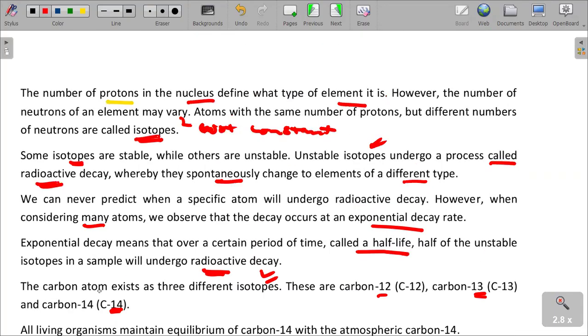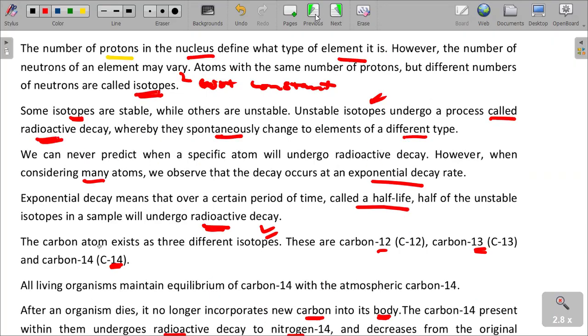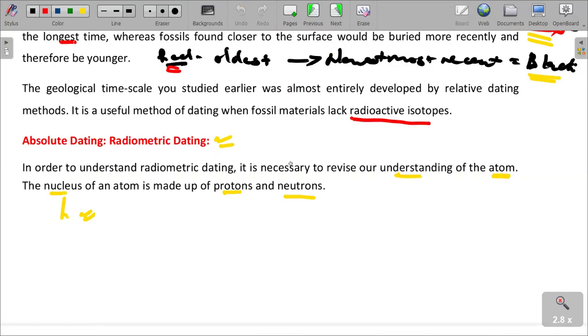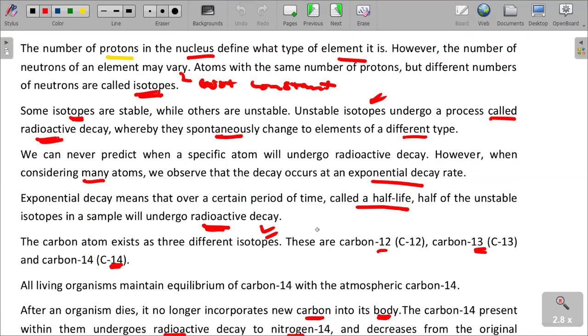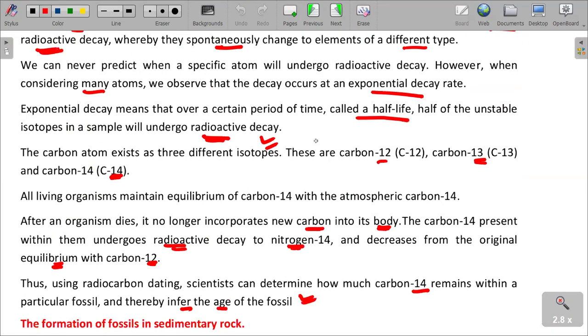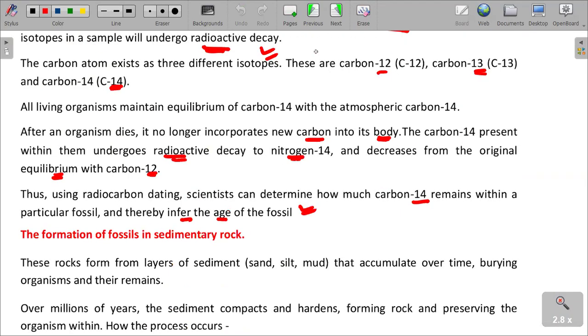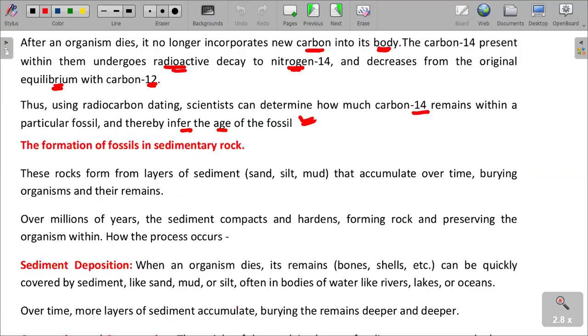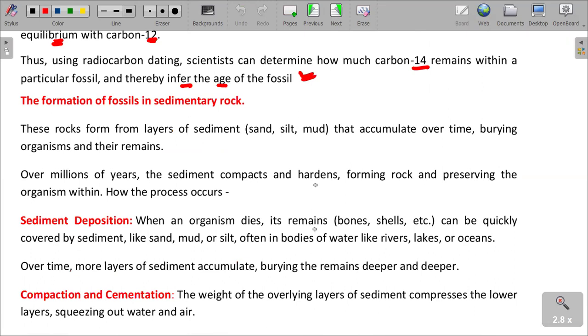By understanding the structure of atoms, we need to understand how an atom looks, and the nucleus of an atom, which is made of protons and neutrons. Then we can understand the three carbon atoms that can exist and how these can be used in radiometric dating. Scientists can determine how much carbon-14 remains within a particular fossil, because when an organism dies, it can no longer gain any more of those atoms.